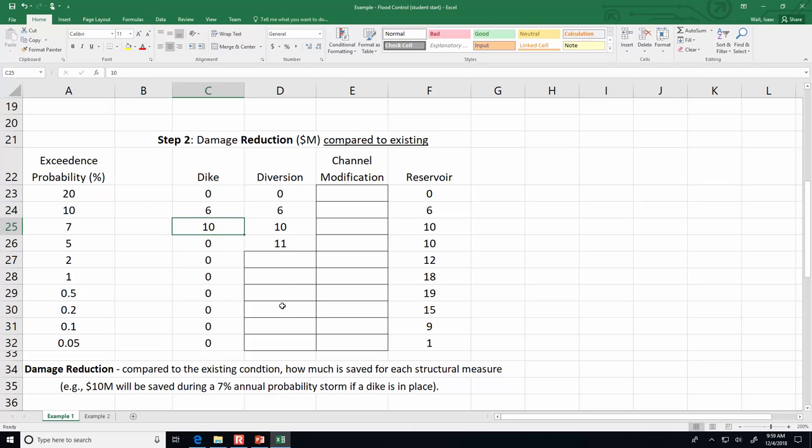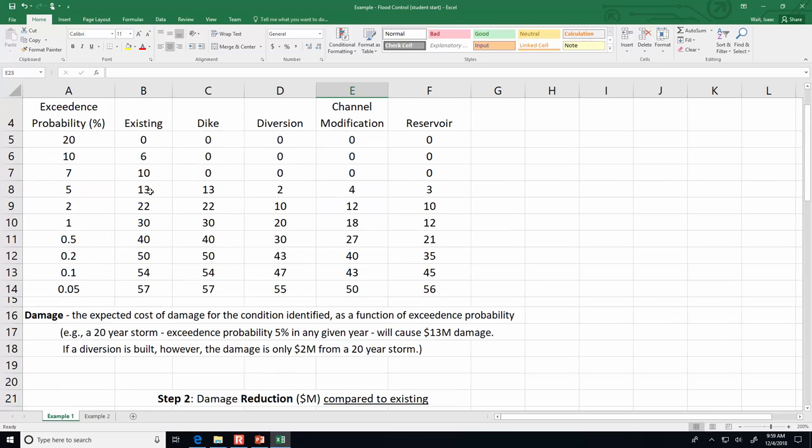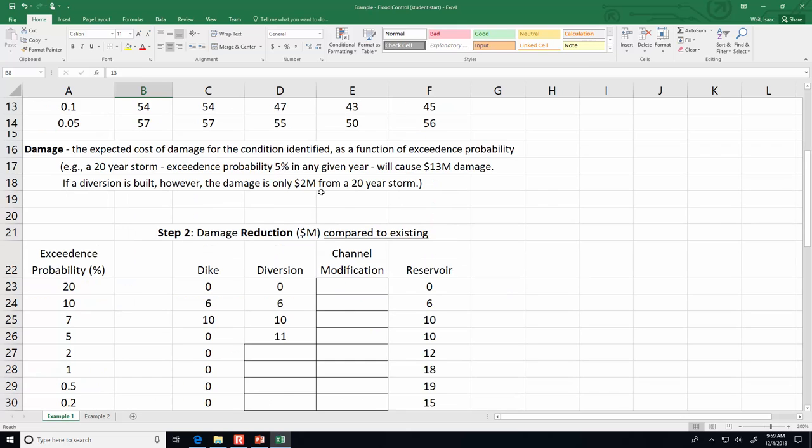And so fill in the rest of the table. There are some blanks here for the diversion and the channel modification. But each one of them is going to be the existing versus the thing that's being compared. And so you subtract to fill in that table.